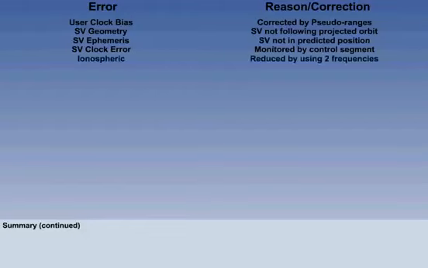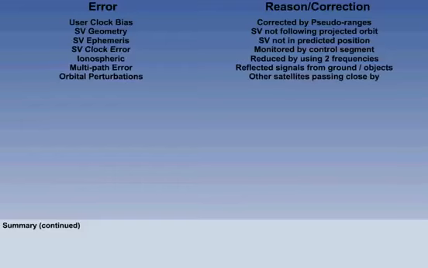Ionospheric error is reduced by using 2 frequencies, the L1 and L2. Multipath error is caused by reflected signals from the ground or buildings. Orbital perturbations can be caused by the influence of other satellites passing close by, and there will always be receiver and instrument errors in any manufactured equipment.